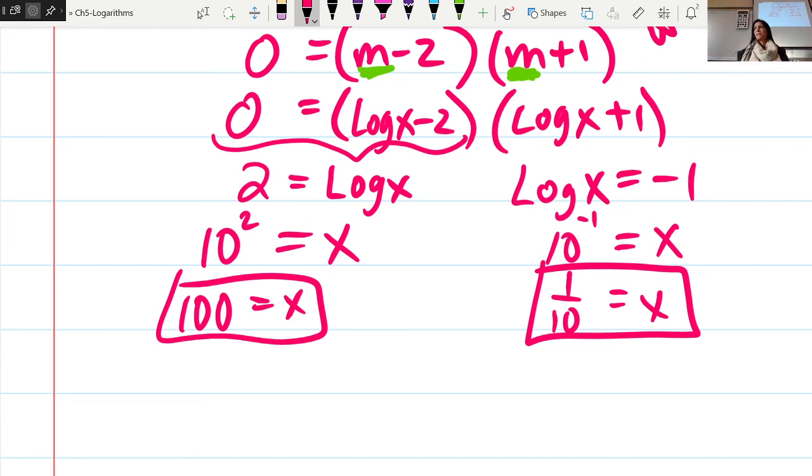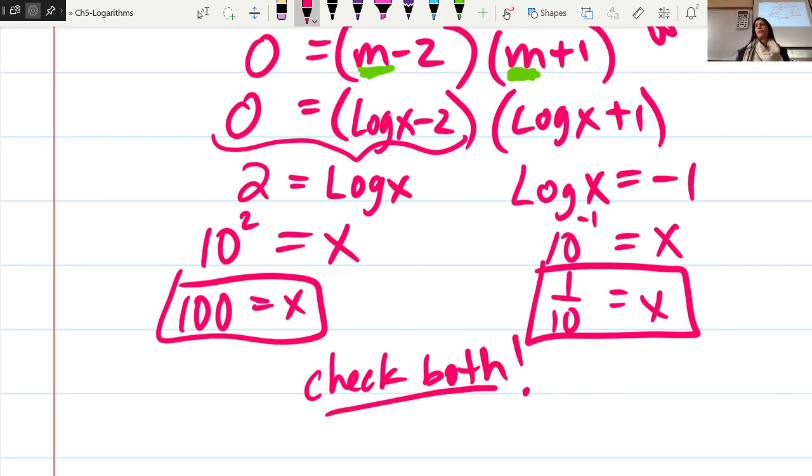Are we done? What would we have to do? We'd have to check both, but I feel like who has time for that right now? You all know how to take both of those, plug them back into the equation and double check that they do in fact work.